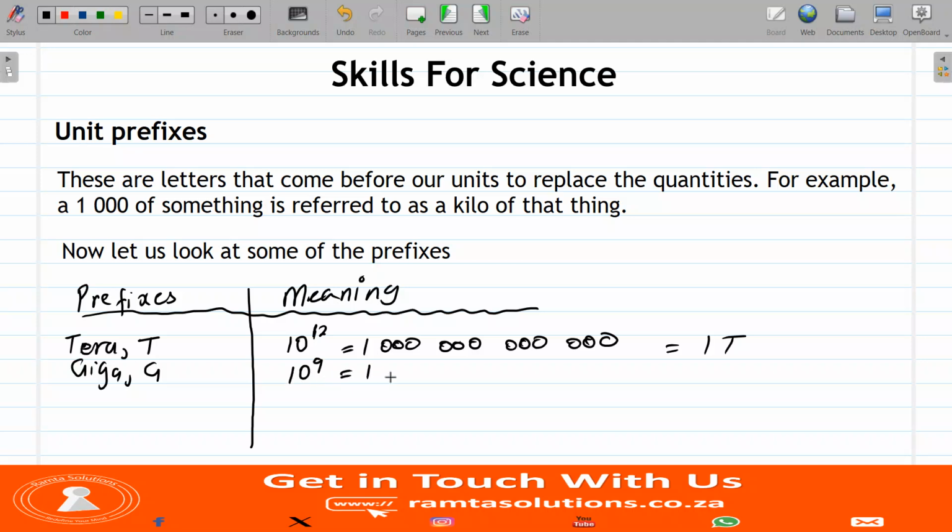So what does it mean? It's 3 zeros, 3 zeros, 3 zeros. So you see, when you have 9 places, you can say it's a giga. So 10 to the 9 means giga. Then we have mega. Mega, you also refer to it as a million, right? So this is 10 to the 6. This means after 1, you have 6 zeros. So you have 1 mega rent, 1 million rent, eh?